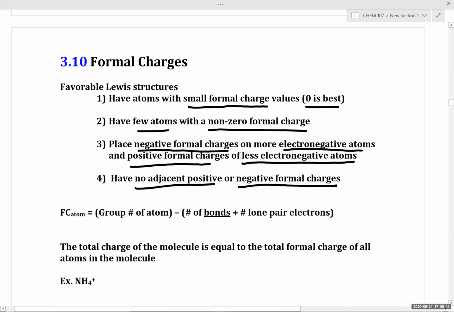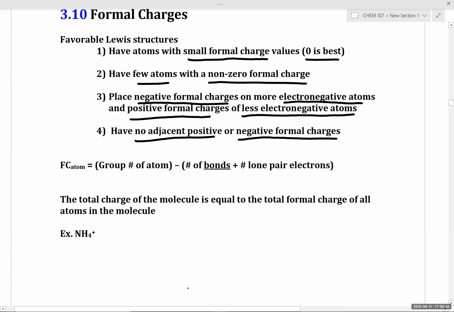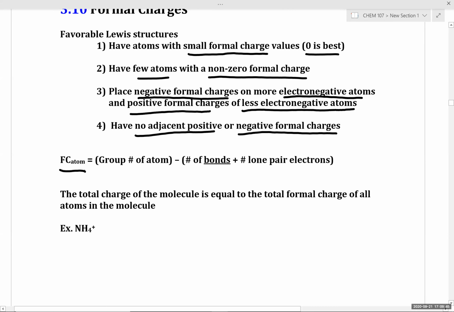Now, what is formal charge? Well, formal charge, or FC for short, is equal to the group number of the atom minus the number of bonds plus the number of lone pair electrons. Not lone pairs, lone pair electrons.